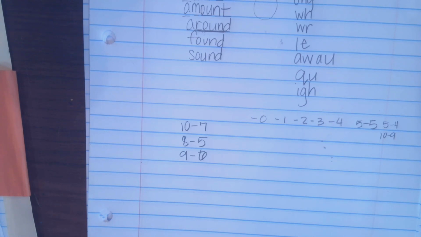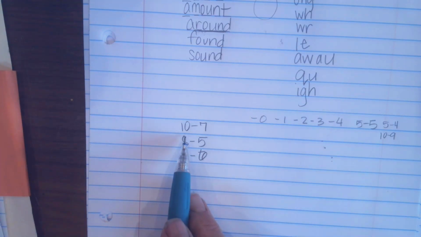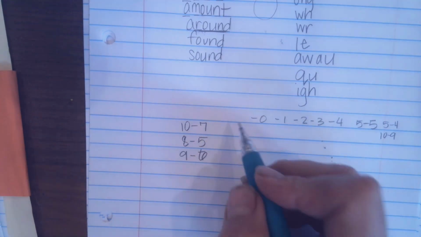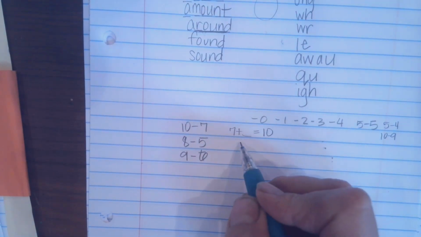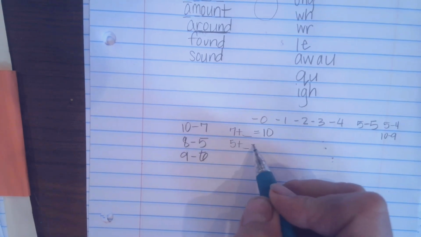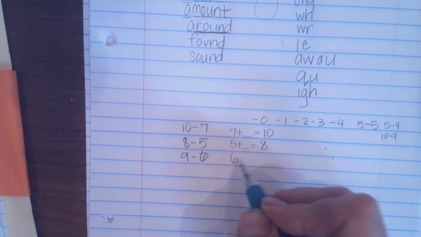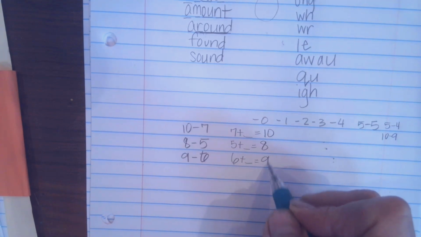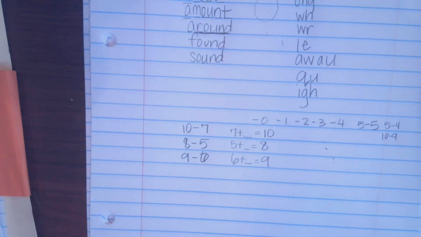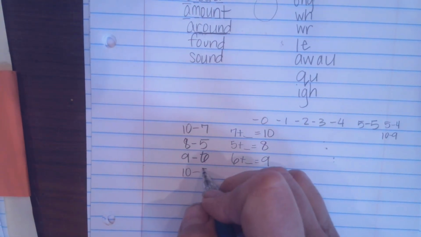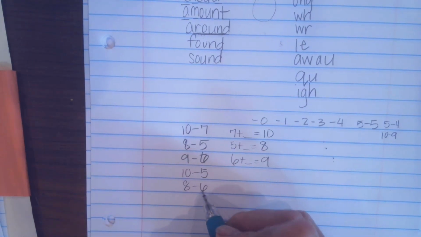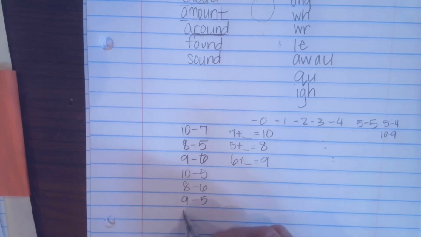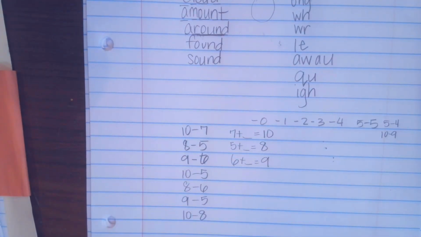So we do our turnaround fact where we turn it into an addition problem. We take the small number plus blank equals big number. Small number plus blank equals big number. So you can do some of these, and practice that concept.